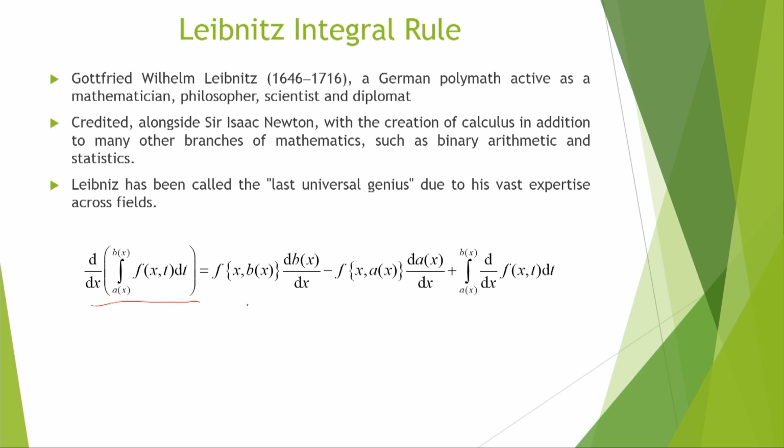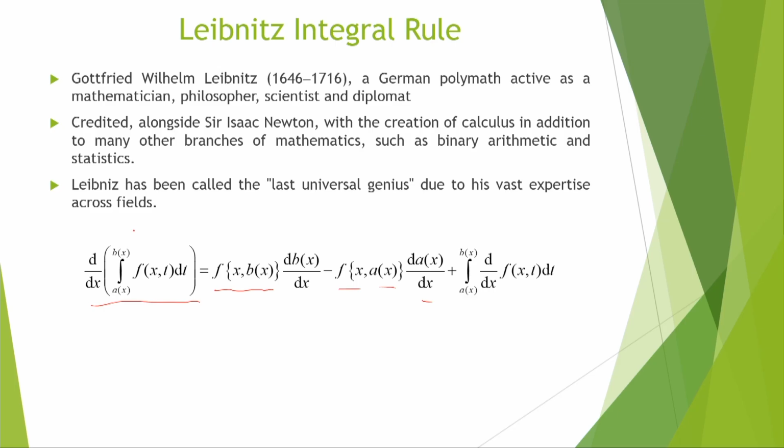So, if it is like that, what you have to do is simply calculate f(x) at bx. Instead of t you put bx and multiply by d(bx)/dx, minus f(x) at ax times d(ax)/dx, and plus you keep the limits ax to bx. Now, you take d/dx inside. So, these things you have to do.